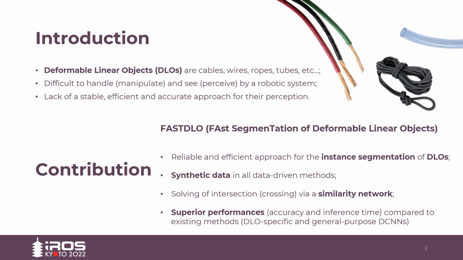Deformable linear objects, shortly DLOs, are a class of deformable objects consisting of cables, wires, ropes, tubes, and many more. These objects are vastly present in our everyday life and in industries. However, very few robotic systems are currently deployed in scenarios in which a proper perception of DLO is required. This is due to the lack of a stable, efficient, and accurate approach for their perception.